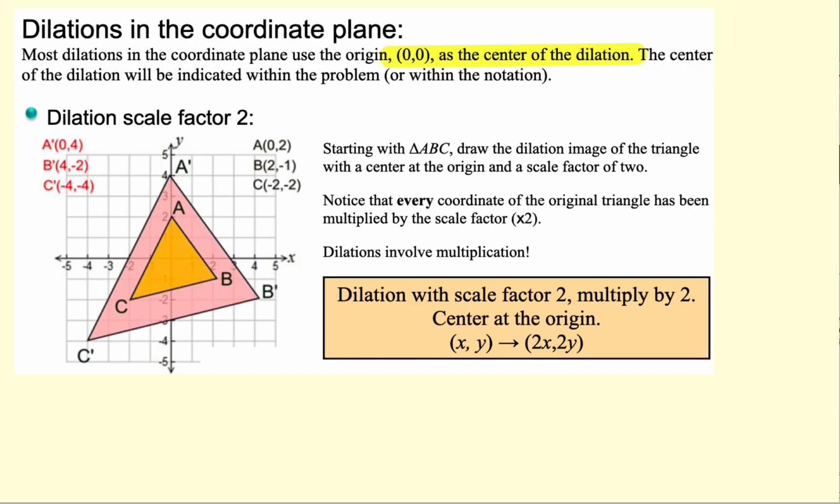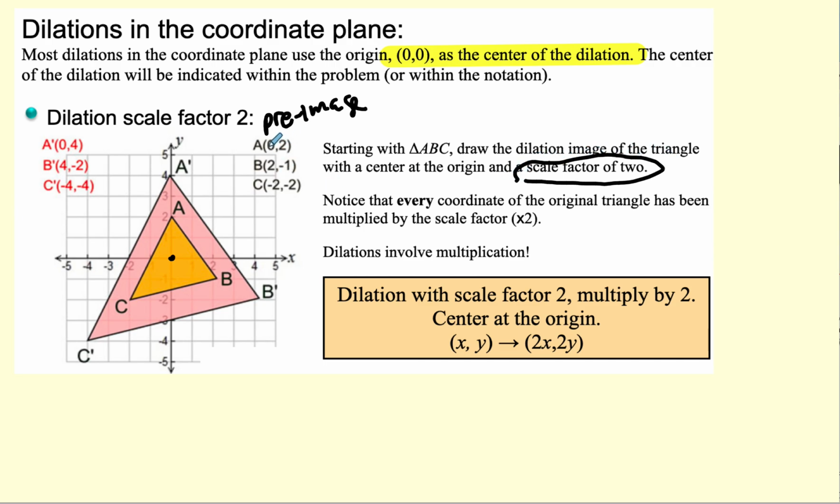Let's take a look at dilations in the coordinate plane, especially where the center of dilation is at the origin. So here is the origin right here, and triangle ABC is the pre-image. Now what we're going to do is multiply every x and y by the same number. In this case, we're going to multiply it by a scale factor of 2.